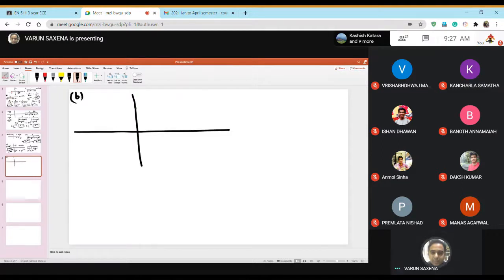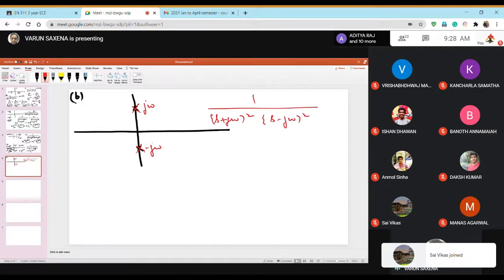Okay, let's look at another case. Now you have something like this, and you have a multiple pole at this place. So let me just call this some jω and let me call this some minus jω. So what kind of a function will you get? You will get (s plus jω) whole square, (s minus jω) whole square.